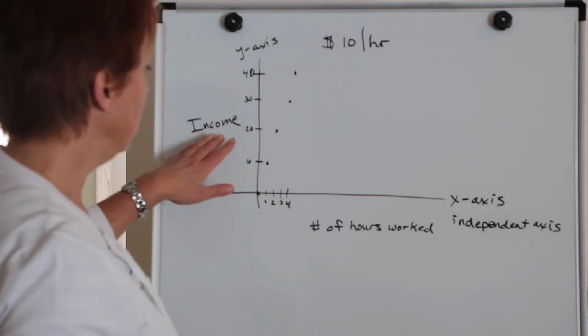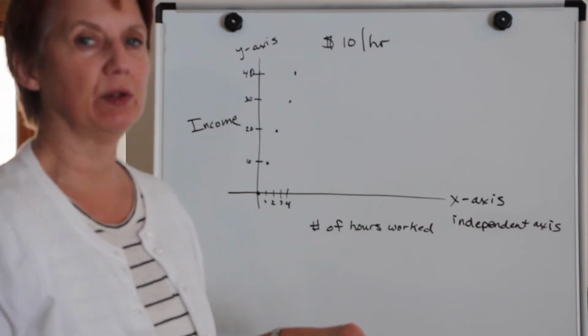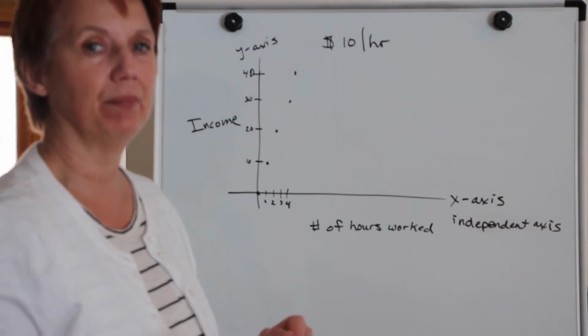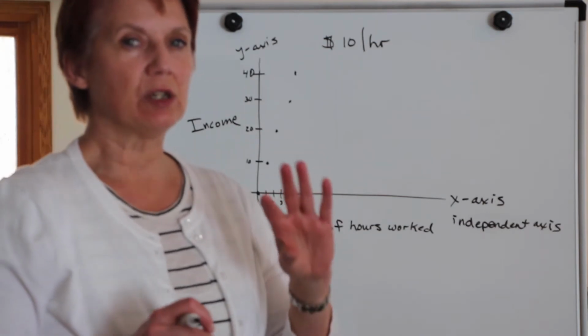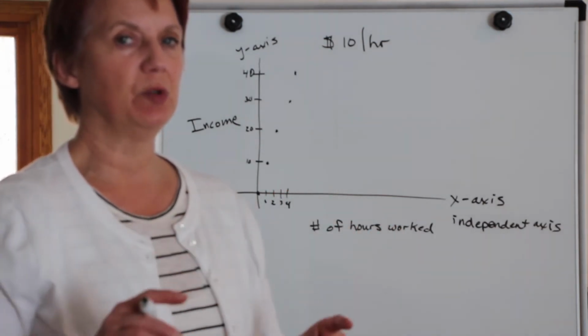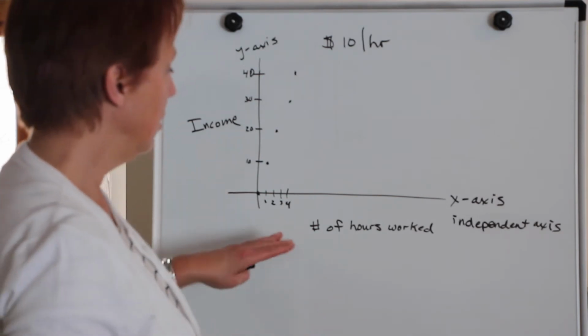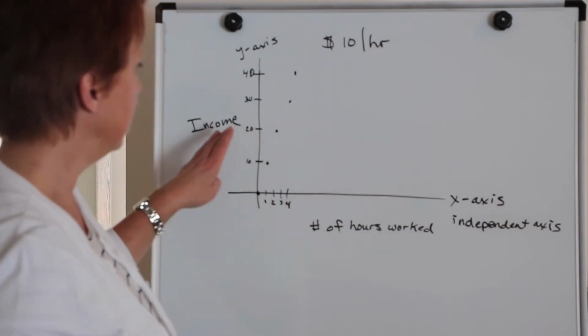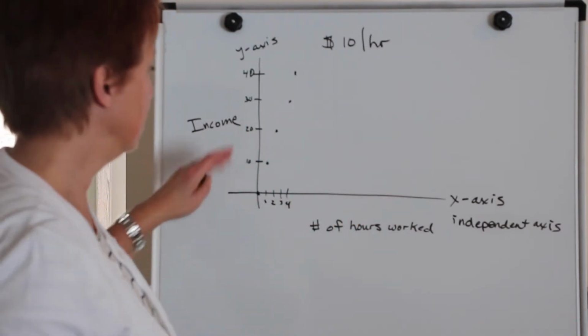Okay, here, your income depends on the number of hours you work, not the other way around. The number of hours you work doesn't depend on your income. There are some situations where x and y are interchangeable, but they're quite rare. So you're always going to put the independent variable on the x-axis and the dependent variable on the y-axis.